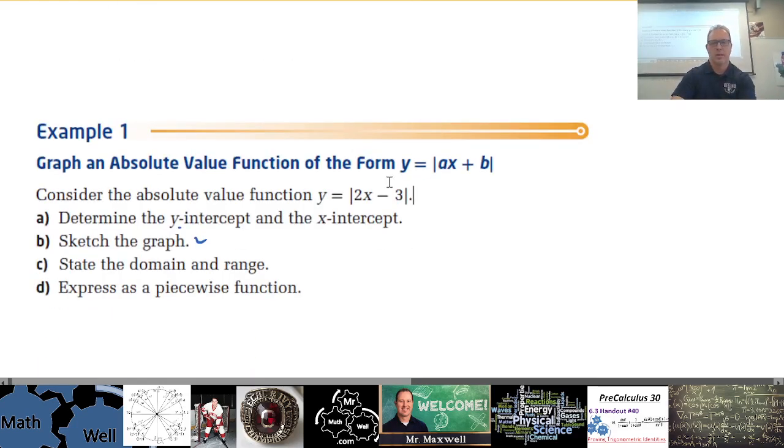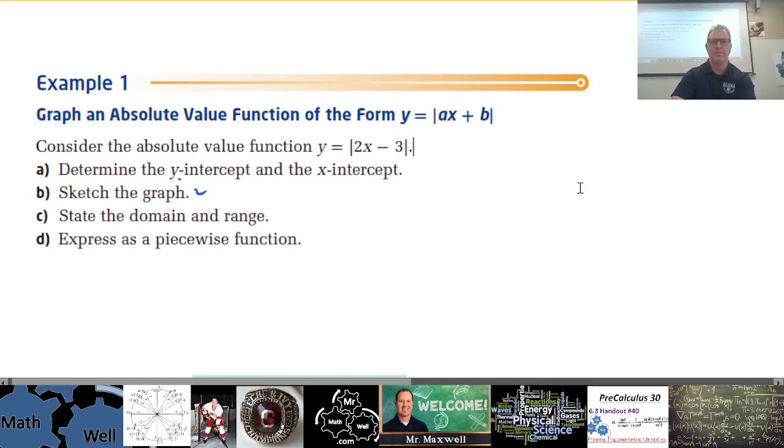All right? Okay, let's do example 1 together. Maybe grab that door for us, Josh, would you mind? Thanks. Let's do example 1 together.